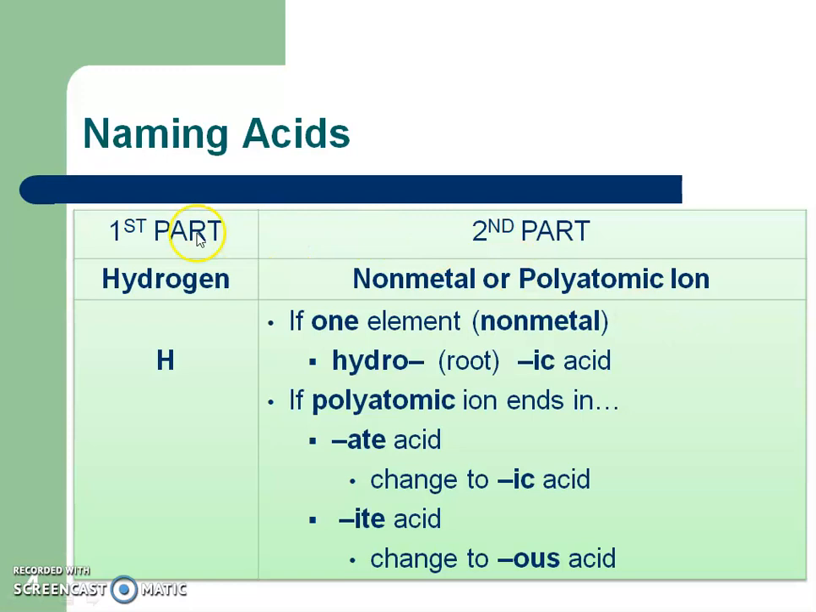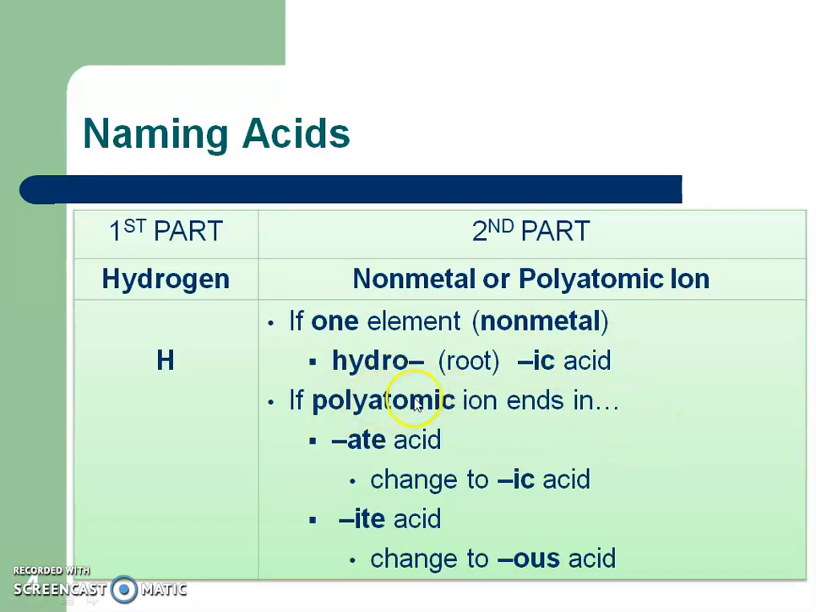So just like we said, the first part is always going to be hydrogen, and the second part is either going to be one element, that nonmetal, or it's going to be a polyatomic ion. So once we take the hydrogen away, we have to look at what's left over. If it's one element, it better be a nonmetal, and that nonmetal, we're going to name it hydro, the root of that nonmetal, ic acid.